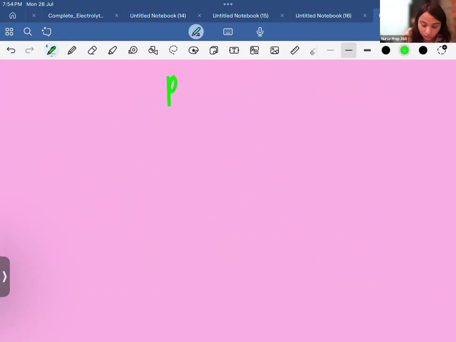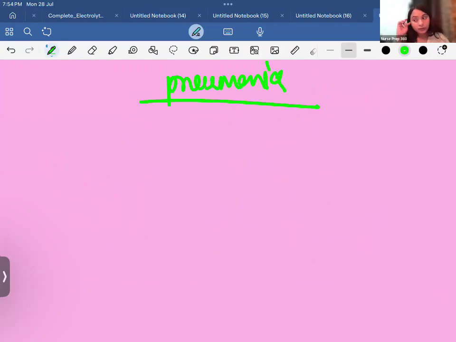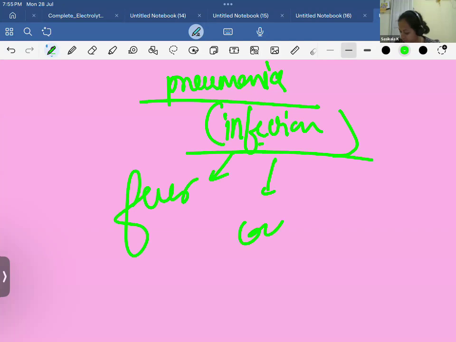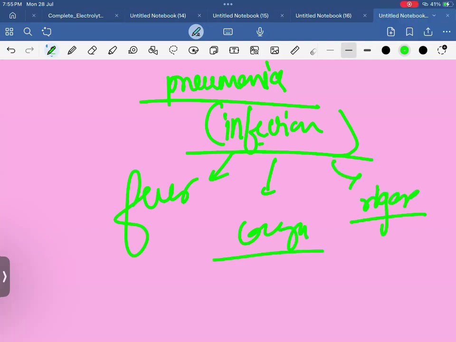What are the features of pneumonia? The features of pneumonia: there is infection, so we are talking about bacterial or viral growth. Fever, cough, rigor, sputum, shortness of breath.